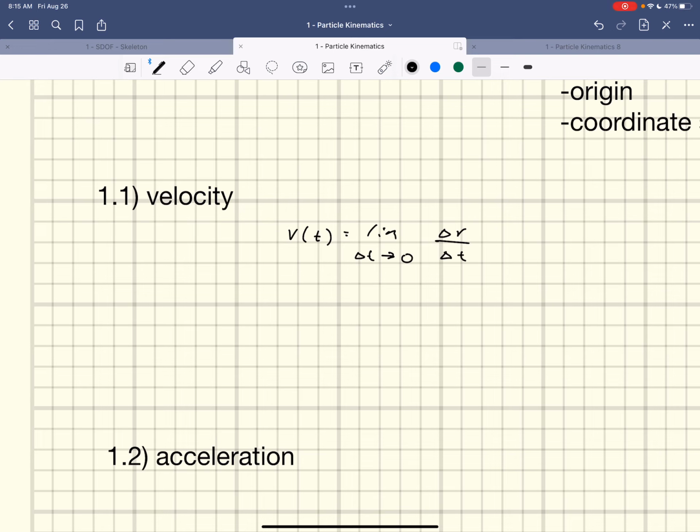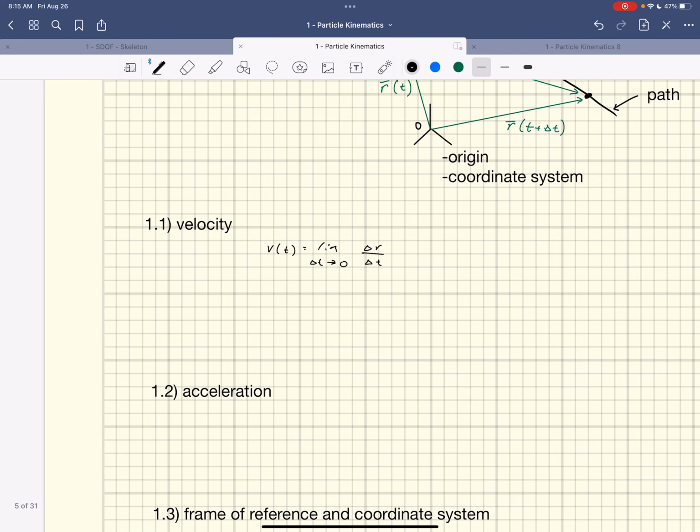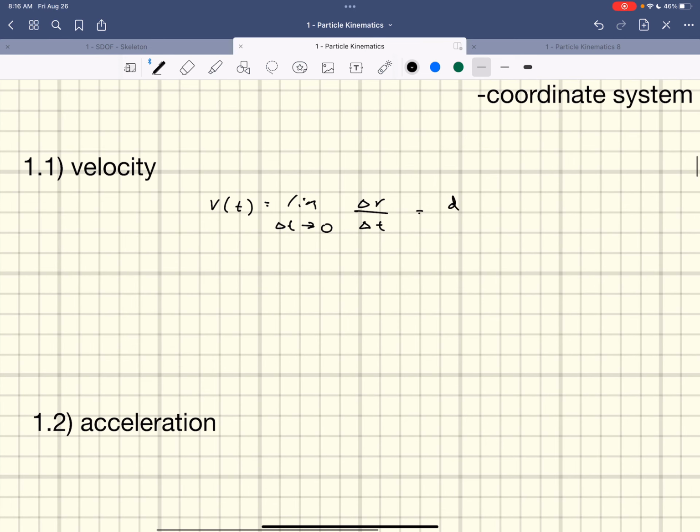If you look at this, this is a big step. That's a big time step, and it's kind of like the average velocity over a large period of time. But if we look at a shorter time step over here, then as delta t approaches 0 you get your velocity. As delta t gets smaller, this starts approaching the tangent there. This is the classic definition of a derivative, so this is just equal to dr/dt.